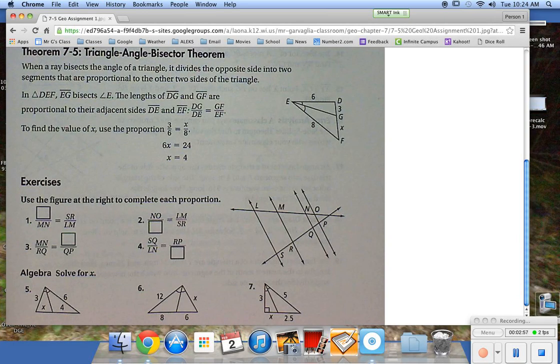So let's take a look. If I'm looking at these, and what they did is they put line segments in here. So MN is this line segment right here. It's proportional to LM. They're talking about this line segment right here. The one opposite is SR. So what line segment are they looking for here? RQ. RQ would go in here. Oop, not theta, Q. RQ. Okay?